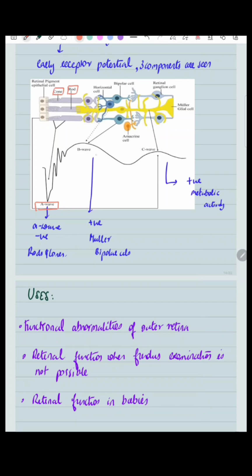B wave is a large positive wave. It is generated by the Muller cells and the bipolar cells. You can remember B wave from bipolar cells. Then C wave is also a positive wave. It is from the metabolic activity of the retinal pigment epithelium, that is C wave.